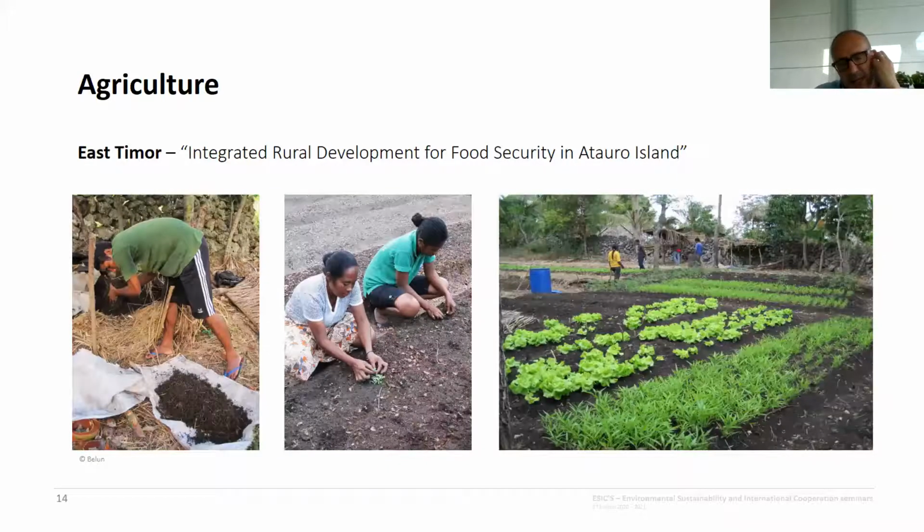As a last project, I show you a food security project that I worked on in 2009 in East Timor. It is called Integrated Rural Development for Food Security in Atauro Island. Atauro Island is one of the two islands belonging to East Timor. This project was based on the establishment of community gardens using, as you can see in the first picture, compost to increase the organic matter.